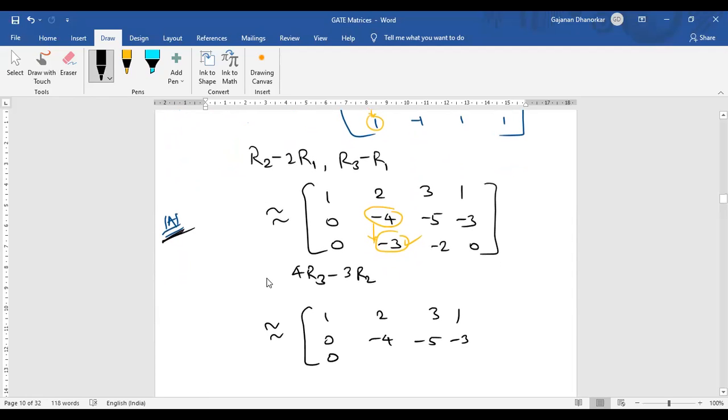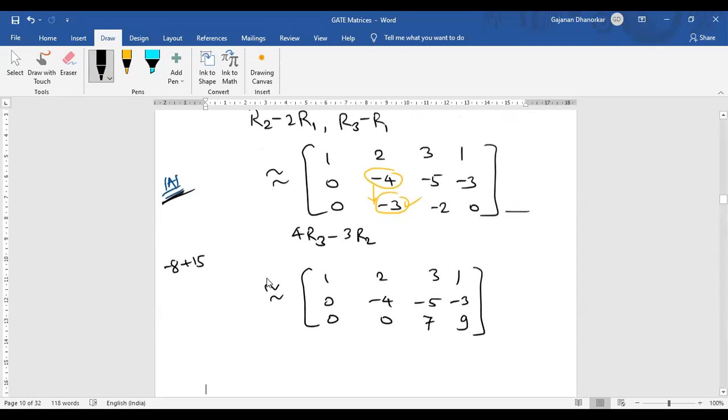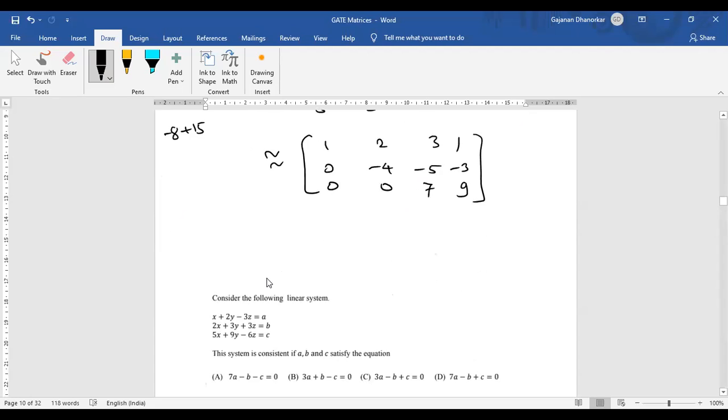This is 0. Now multiply this row by 4. Means this becomes minus 8, minus minus plus 15. We are getting this as 7. Now second row, if we are multiplying 5, 4. Is it clear? Is it our echelon form?